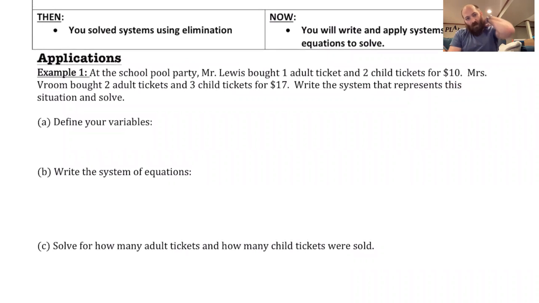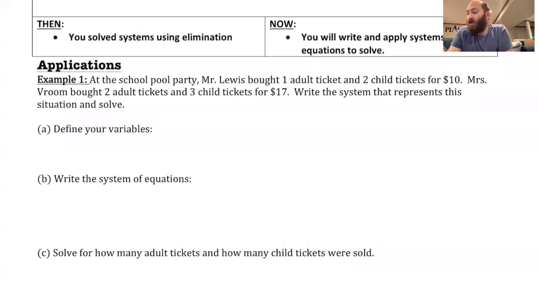At the school pool party, Mr. Lewis bought one adult ticket and two child tickets for $10. So one adult ticket, two child tickets, $10. Mrs. Vroom bought two adult tickets and three child tickets for $17. Write the system that represents the situation and solve.